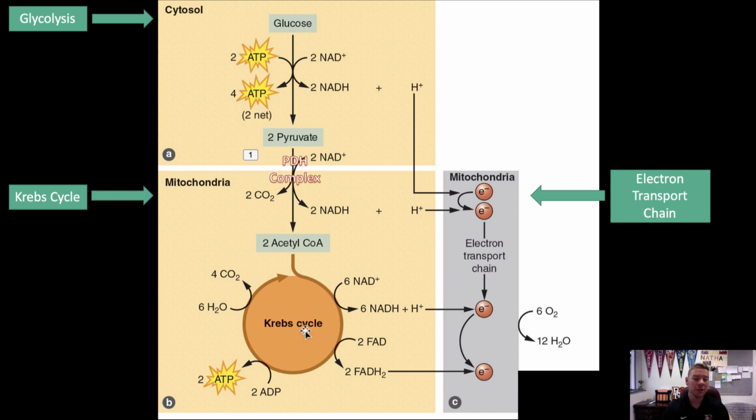All of those NADHs and FADHs that we created in Krebs will also go through to the electron transport chain, right? Remember, NADH and FADH are high energy carrying compounds. The mere presence of them alone does not give us ATP, but when we take them to the electron transport chain and break them down, then we get a lot of ATP from them.